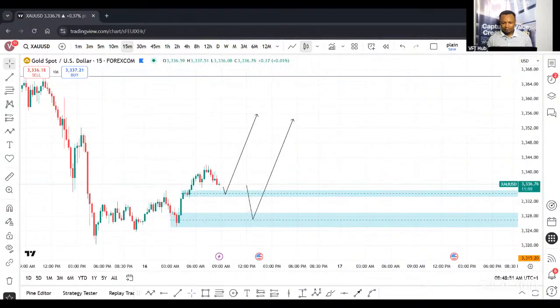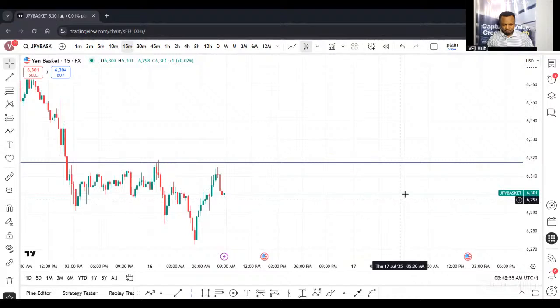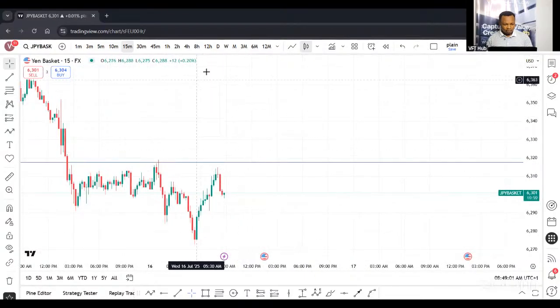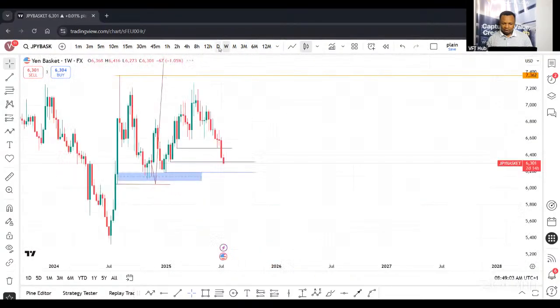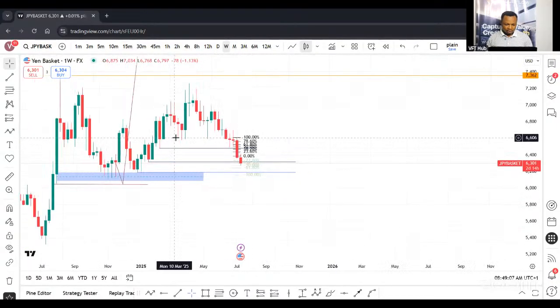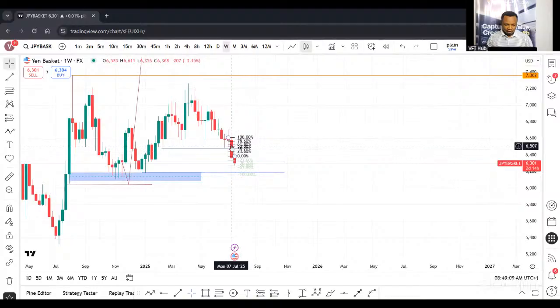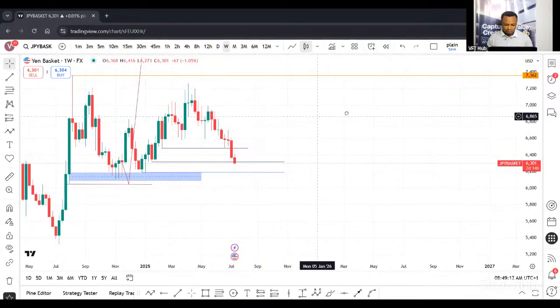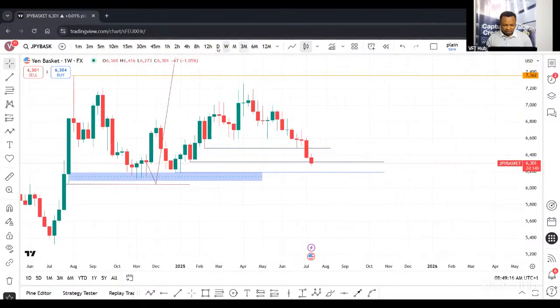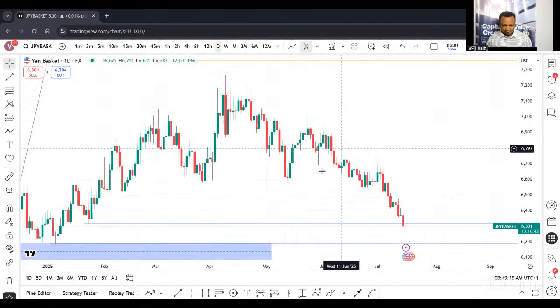Now let's look at the yen pairs. So starting off with the yen basket, and then we'll look at GBP JPY and Euro JPY, and then USD JPY. If you're looking at the yen basket, you'll see that, let's get rid of this. Okay, so you see that I think a couple of days ago, that was last week, I told you that for the yen basket, the first target was met, and then we're looking at the next target.